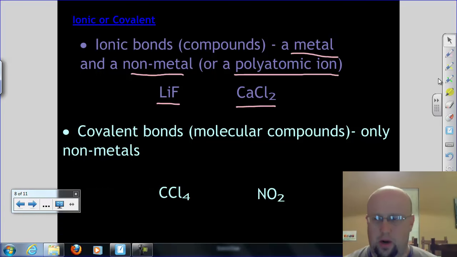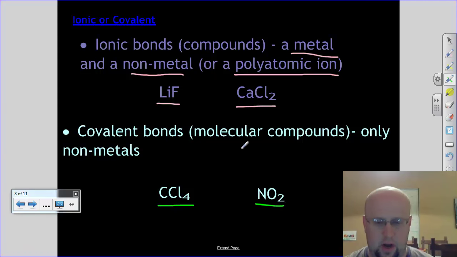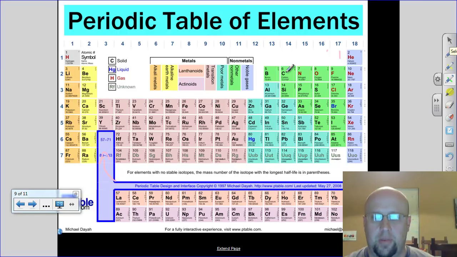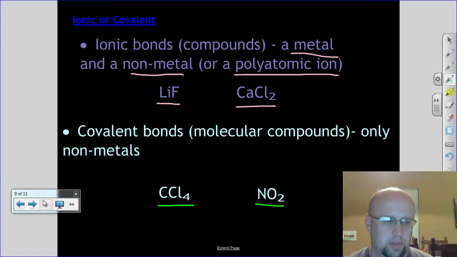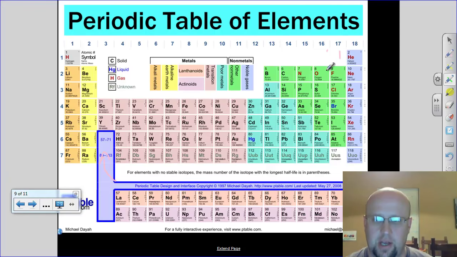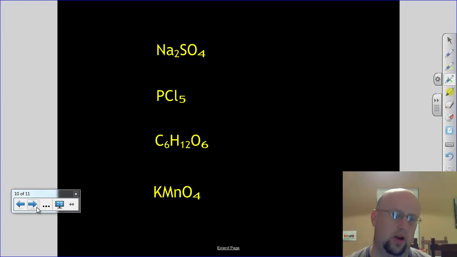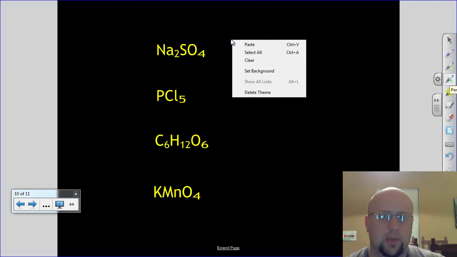Conversely, if everything in it is a non-metal, then it's what we call a molecular compound, and the bonds are what we call covalent. So carbon and chlorine, both non-metals, both to the right of the staircase, so that's a molecular compound. Nitrogen and oxygen, look on your periodic tables again, both non-metals, and therefore those are both covalent compounds. Okay, so let's just run through a couple others real quick. If you want to hit pause and just try these out yourself, you can. These are pretty simple, but here's the way it works.